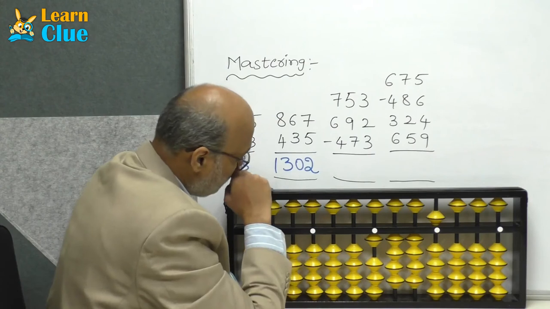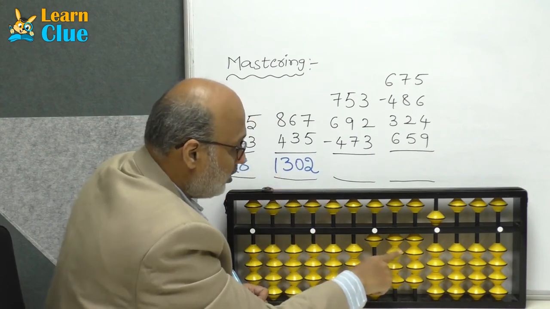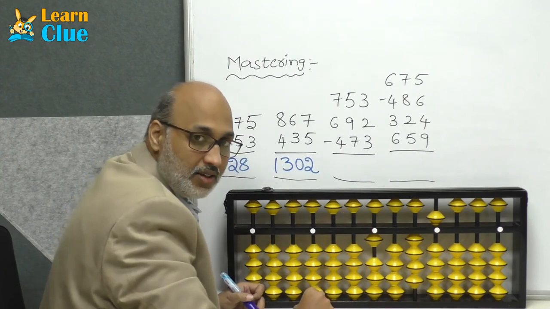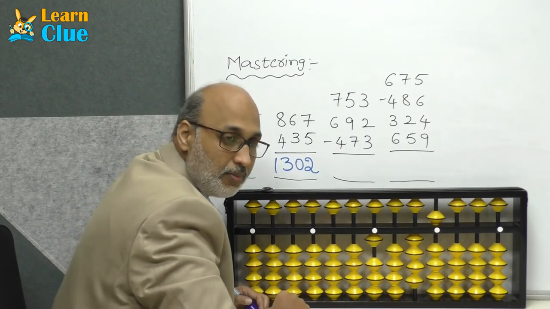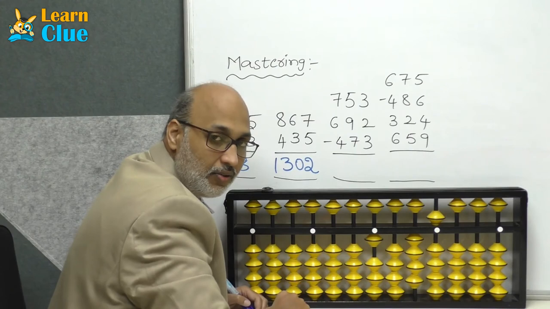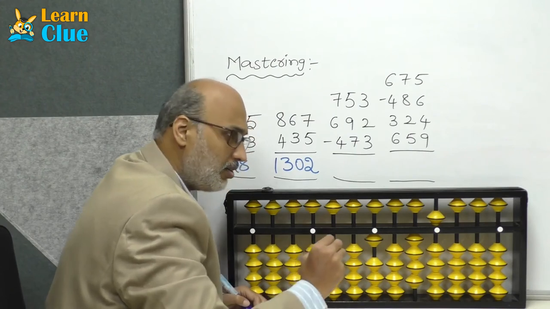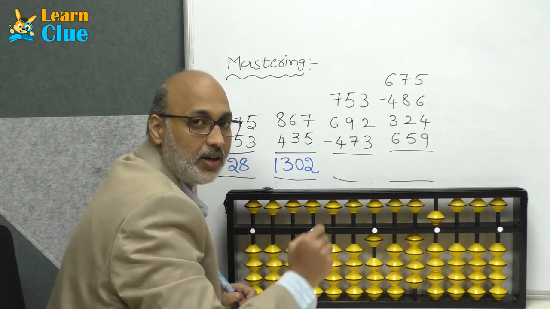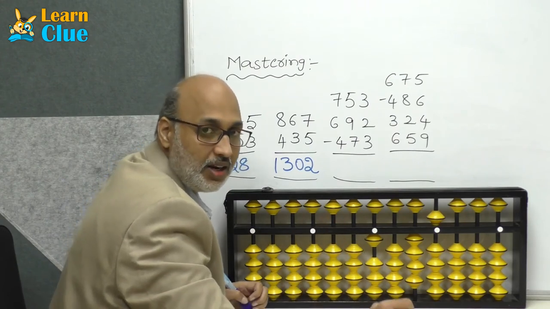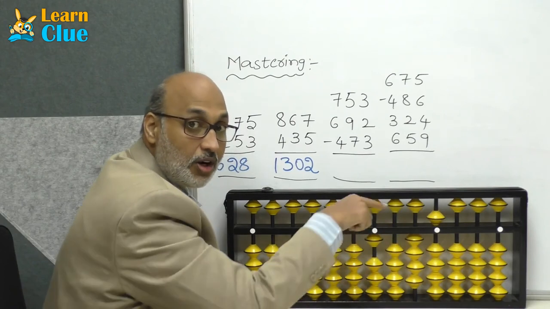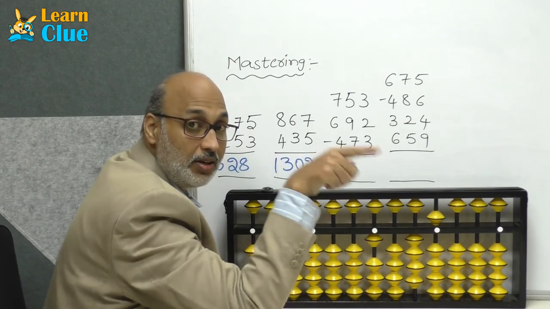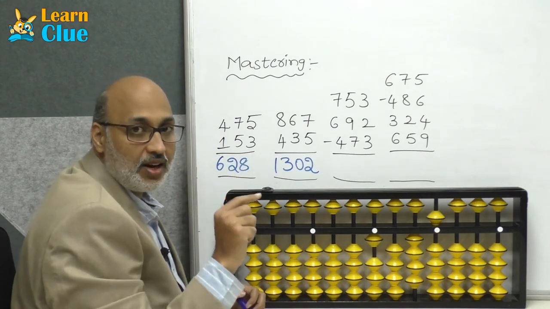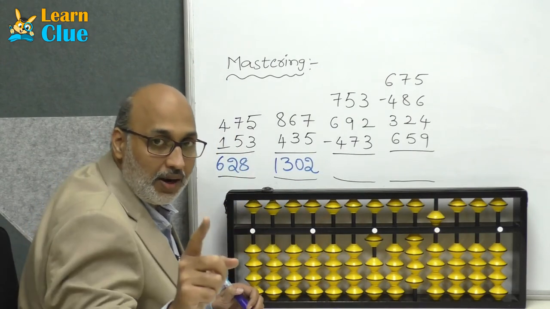Now we are supposed to do minus 473. Minus 400, minus 70. What is the technique for minus 70? Or let's take it as minus 7. Minus 7 is nothing but minus 10 plus 3. Which is not applicable here. We have to think in mixed complements. So minus 70 is minus 10 plus 5 minus 2.